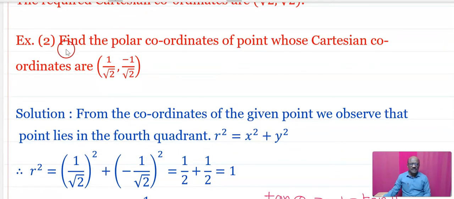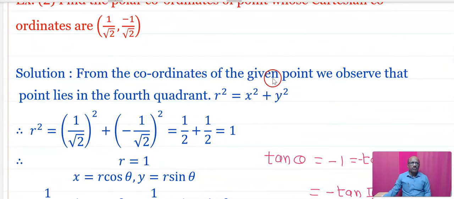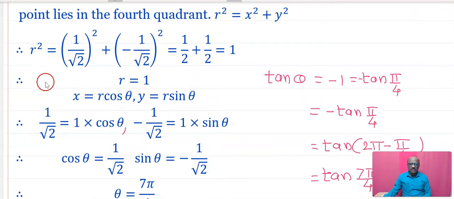Next, find the polar coordinates of the point whose Cartesian coordinates are 1 by root 2, minus 1 by root 2. From the coordinates of the point, we observe that this point lies in the fourth quadrant. r square is equal to x square plus y square. Therefore, r square is equal to (1 by root 2) square plus (minus 1 by root 2) square. 1 by root 2 square is 1 upon 2, minus 1 by root 2 square is again 1 by 2. 1 by 2 plus 1 by 2 is 2 by 2, so r square is 1. Therefore, r is equal to 1.